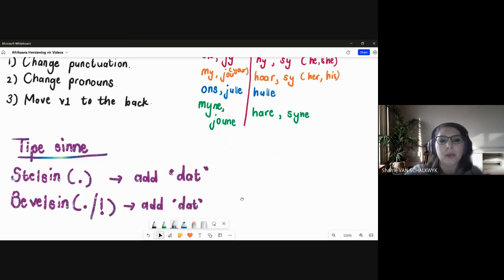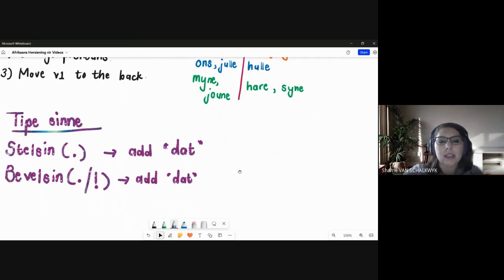So a bevelsin is a sentence that starts with a verb, like a main verb. There's just one verb in the sentence, like staan op, bly stil, sit. Just that. It's a bevelsin. So it starts with a verb. Sit down until you can behave. Sit, that's my verb. It's a command. So that's how I know it's a command. It starts with a verb.